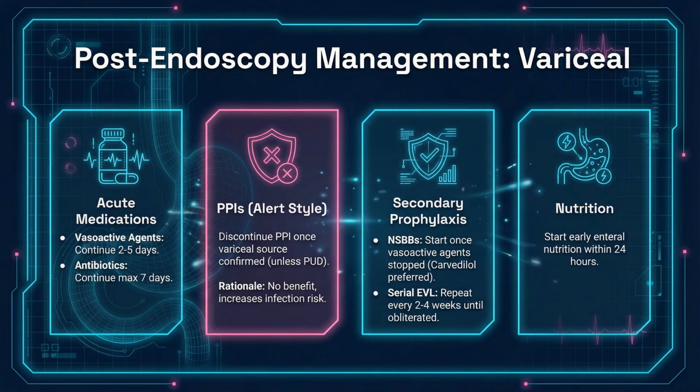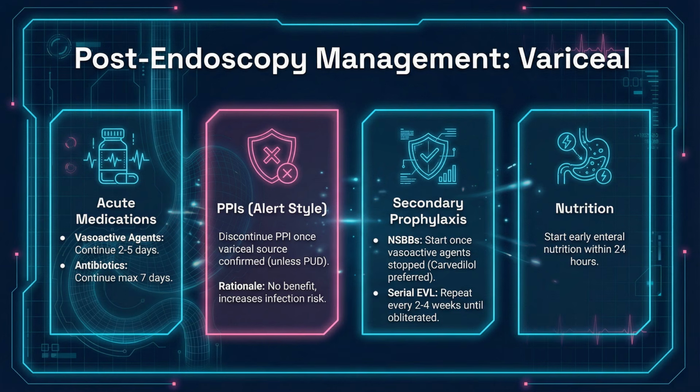Post-endoscopy management for variceal bleeding is different. Vasoactive agents are continued for 2 to 5 days, and antibiotics for a maximum of 7 days. The PPI should be discontinued once a variceal source is confirmed, unless there is another indication like a coexisting peptic ulcer. The rationale is that PPIs offer no benefit for variceal rebleeding, which is driven by portal pressure, not acid, and they may increase the risk of infection in cirrhotic patients.